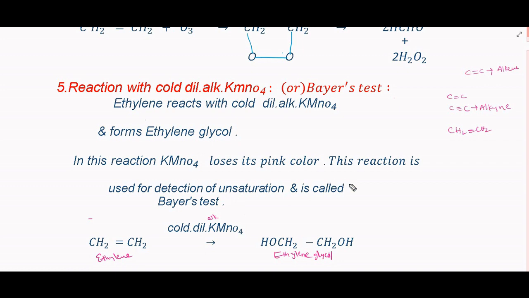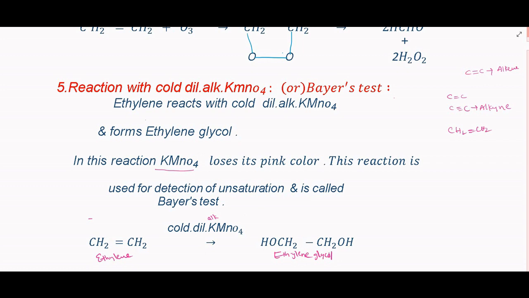So in this test, what happens? Potassium permanganate loses its pink color. In the Baeyer test, potassium permanganate loses its pink color. This reaction is used for detection of unsaturation and is called the Baeyer test. Here is the reaction. And the last and final reaction is reaction with hypochlorous acid, HOCl.